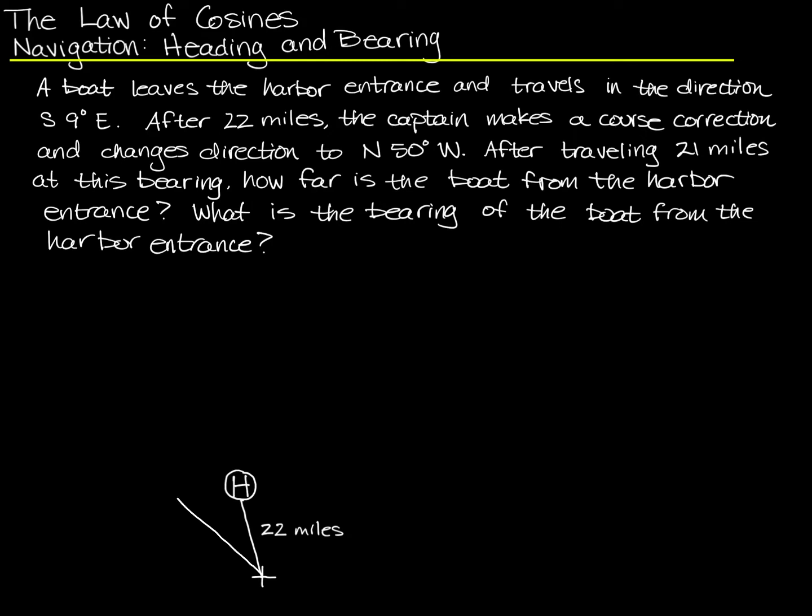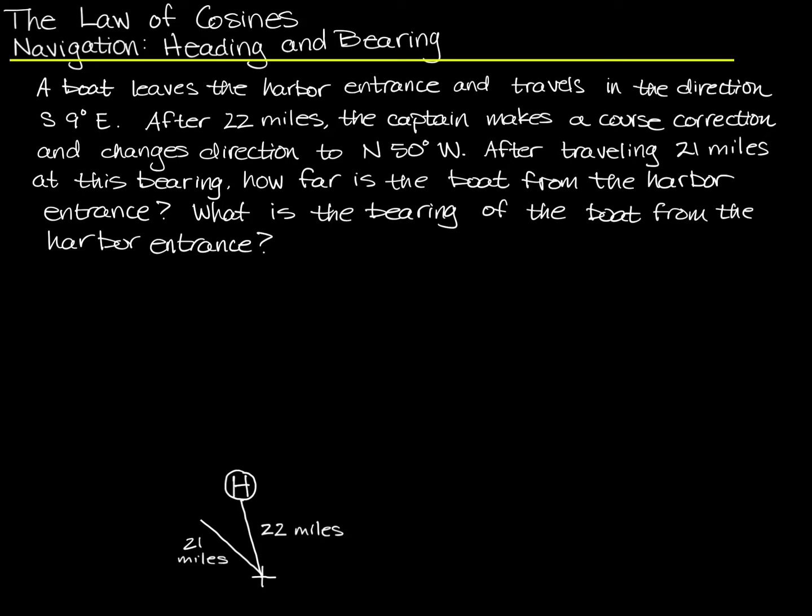And we're going to do that for 21 miles. And this line actually should be a little bit shorter than the other one because one line is supposed to represent 22 miles and the other one 21 miles. Now, it doesn't need to be exact, but you get the idea. I hope you get the idea.